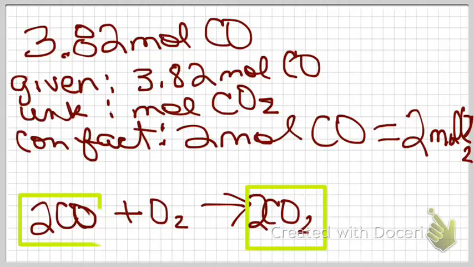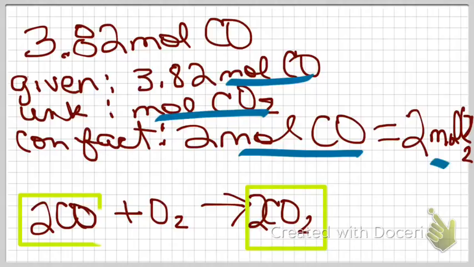Okay? And I'm going to ask myself my same 2 questions that I always ask myself. Am I ready to solve? And the answer to that is, well, let's see. Do I have a conversion factor that says moles of CO? Moles of CO. Do I have a conversion factor that says moles of CO2? There's moles of CO2. So my answer is yes. I'm ready to solve. And you're always going to solve by starting with your given.